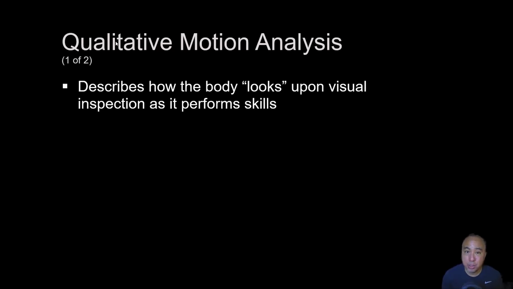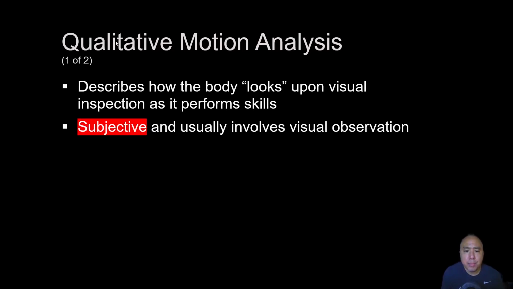I work a lot in baseball, particularly in pitching, so I'm going to give an example of overarm throwing. So there are specific aspects of the movement, in this case of throwing, that we look for in order to define what's considered to be proper technique, right? So it describes how the body looks upon visual inspection, right?